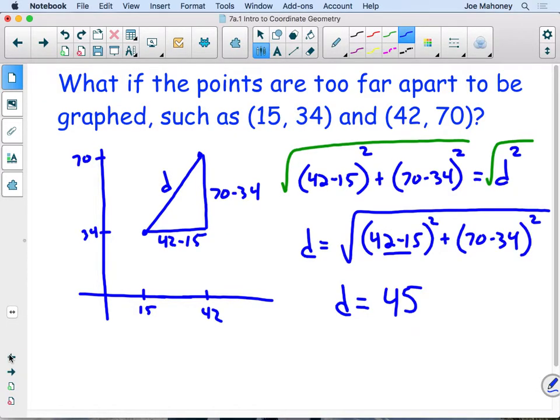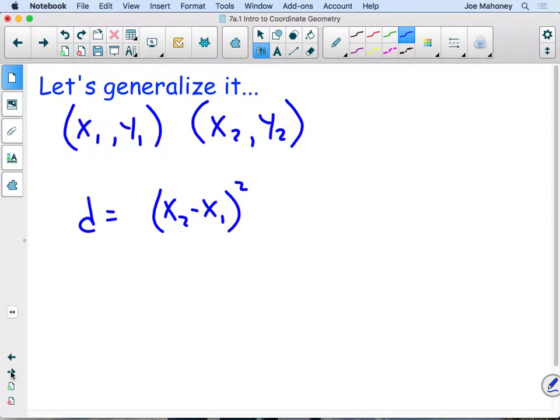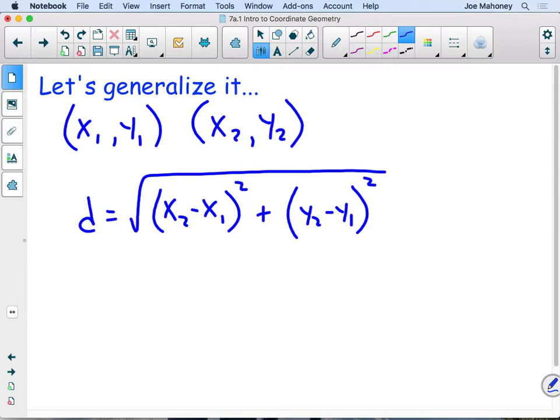I did the same thing with my y values. Over here, I got 70 minus 34. Same thing. So I'm going to take my two y values and subtract them, square it. That gives me the lengths of the two sides of the triangle. I'm going to add them together. I'm going to take the big old square root. This baby is called the distance formula.